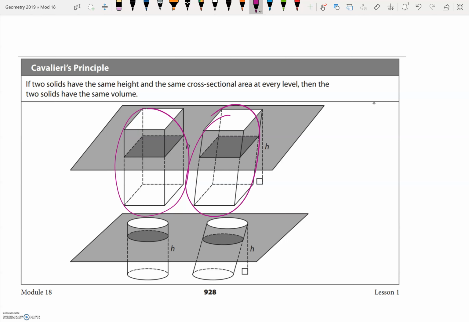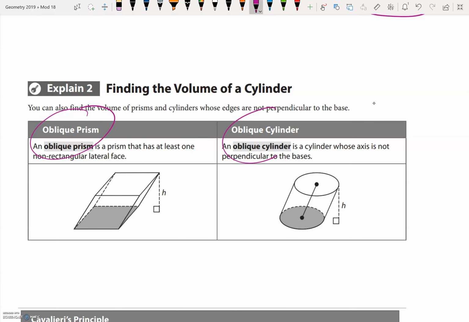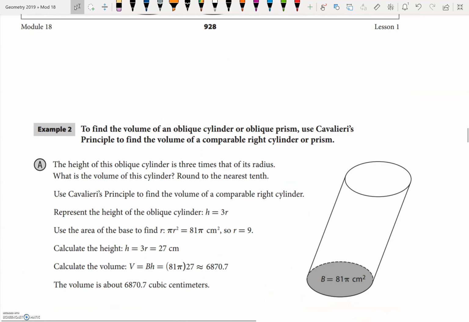Just because I take the stack of paper and tilt it sideways doesn't mean that my volume will change, which means that if you see an oblique prism or an oblique cylinder, you can just pretend that it is a right prism or a right cylinder, which means that it's just straight up. So all you need to do is find the height for any of those, and you just multiply by the base, and you end up getting the volume. So let's go ahead and look at some problems here.